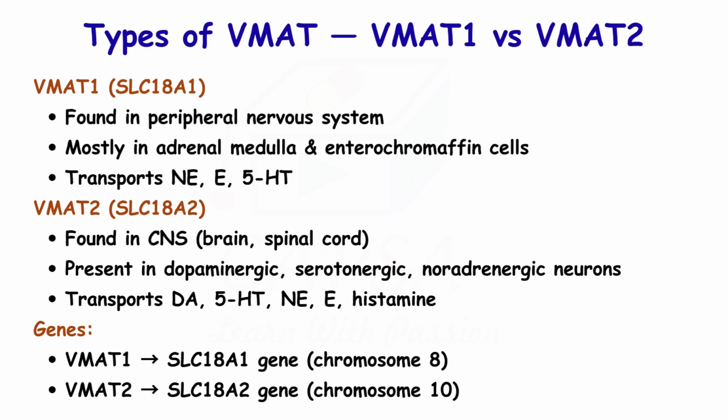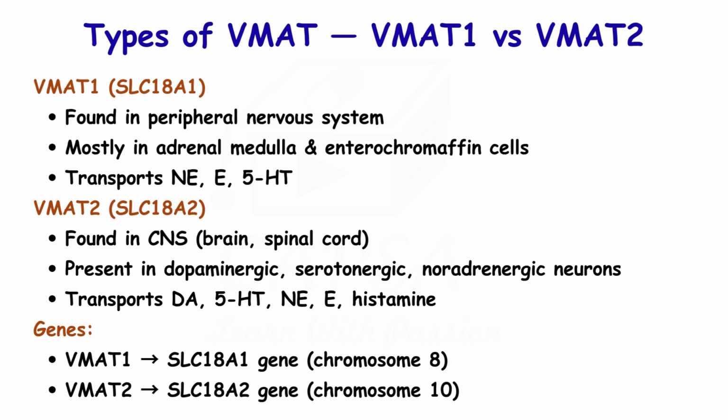Now let's differentiate the two types of VMAT, 1 and 2. So VMAT1, encoded by the SLC (solute carrier) gene 18A1, is primarily found in the peripheral nervous system, and you will see it mostly in the chromaffin granules of the adrenal medulla and enterochromaffin cells of the gut. Its main function is to transport norepinephrine, epinephrine, and serotonin.